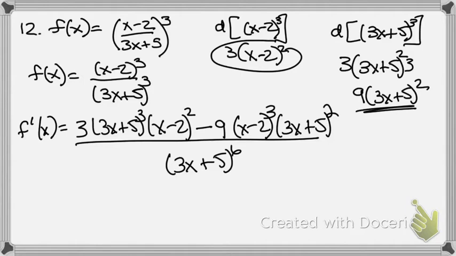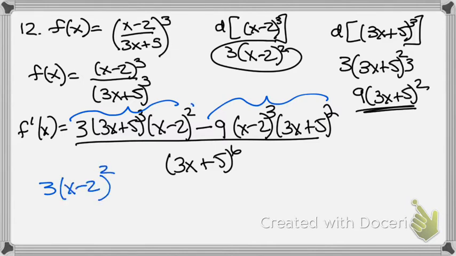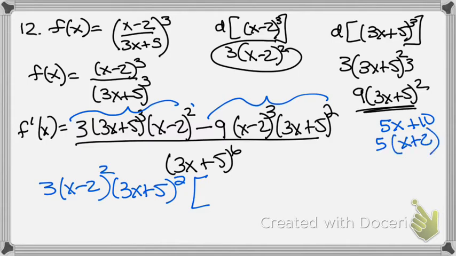Okay, so now, factoring. What do the two groups have in common? What does this group have in common with this group? They both have a 3. They both have an x minus 2. Actually, they both have 2 of them in common. And how many 3x plus 5s do they have in common? They have 2 in common. What's left over? Just like if you factor 5x plus 10, you take out a 5, what's left over is x plus 2. Okay, that's what we're doing.